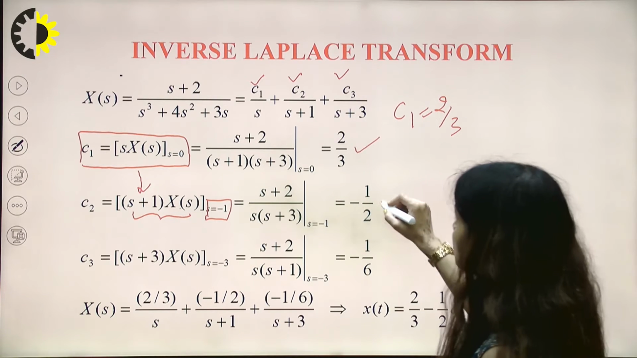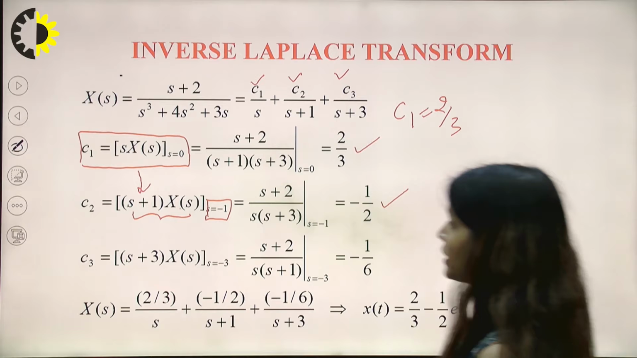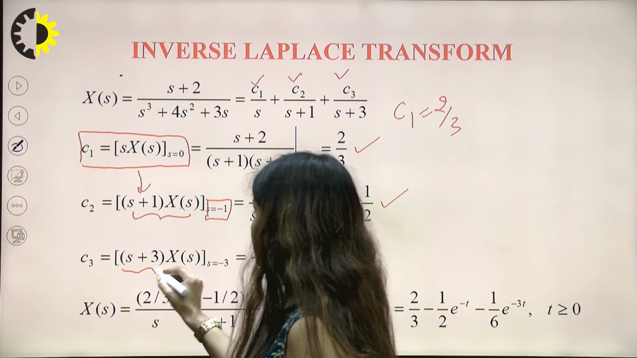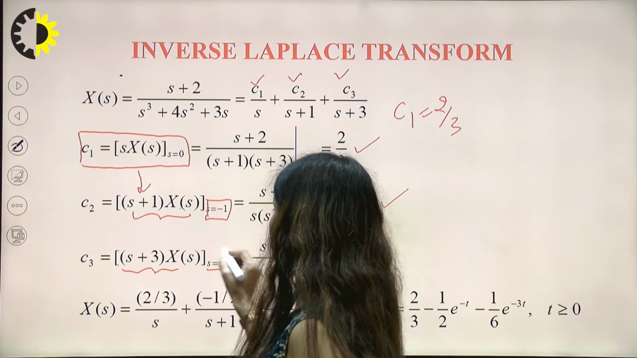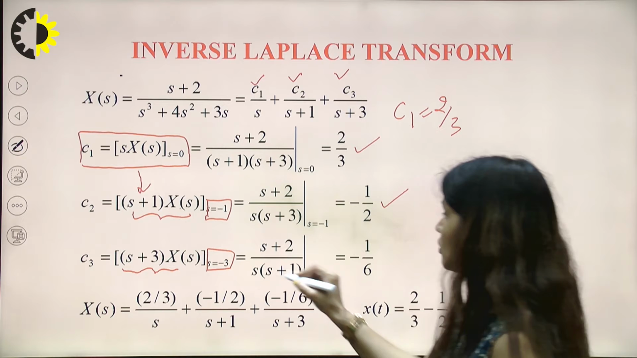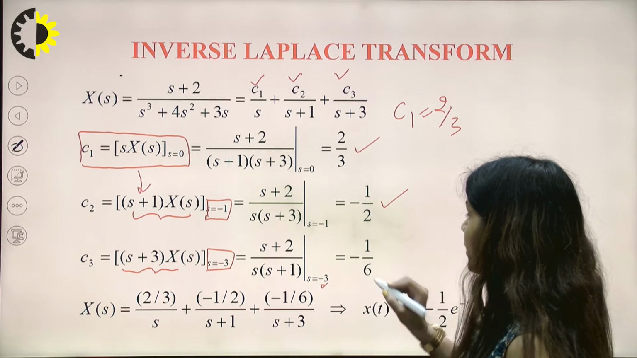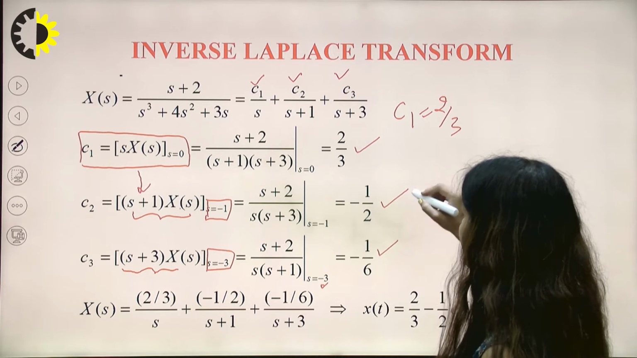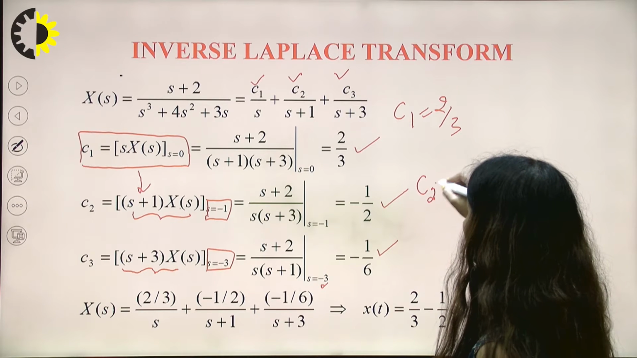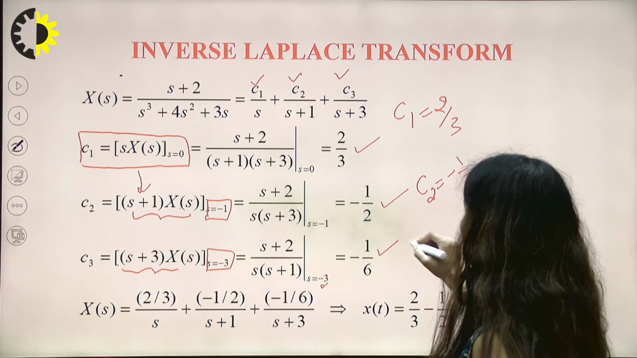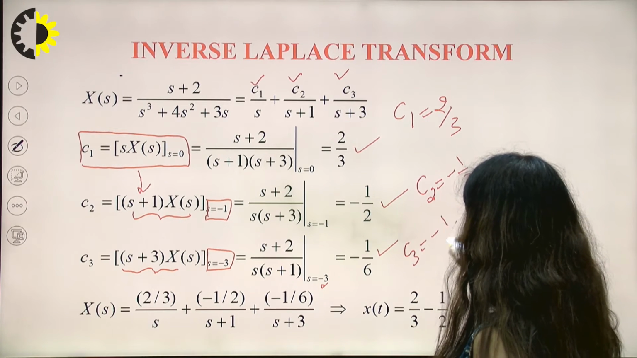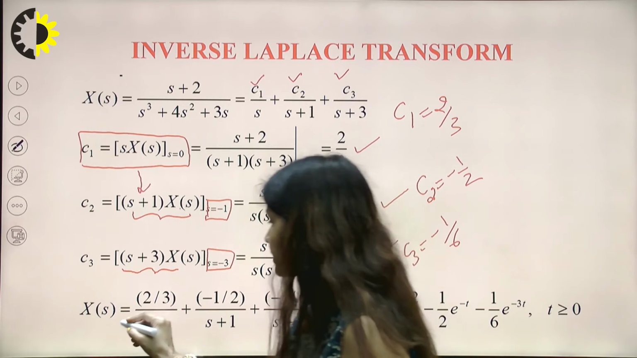Similarly, this will come out to be -1 by 2, and C3 is (S plus 3) into X(s) at S is equal to -3. So (S plus 2) upon S(S plus 1), that is at S is equal to -3, we will calculate -1 by 6. So C2 will be coming out to be -1 by 2, and C3 will be coming out to be -1 by 6, and hence we can write this X(s) in this particular form.